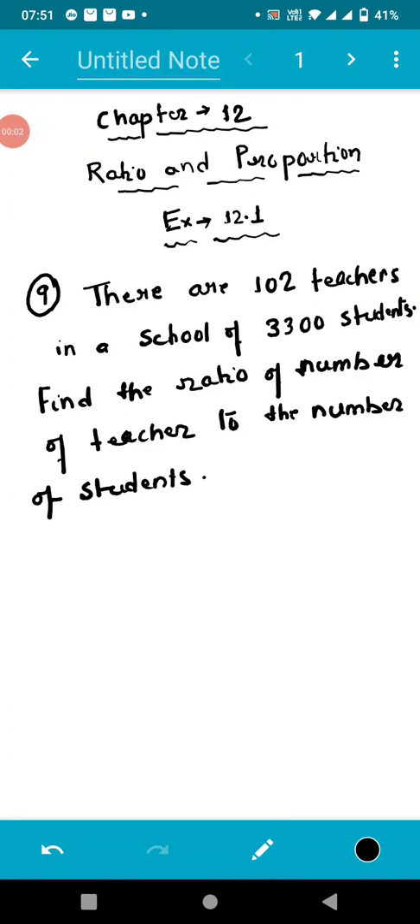Hello students, this is Palivsa and today I will explain question number 9 and 10 of exercise 12.1, chapter 12, ratio and proportion. Now let's see what is there in question number 9.